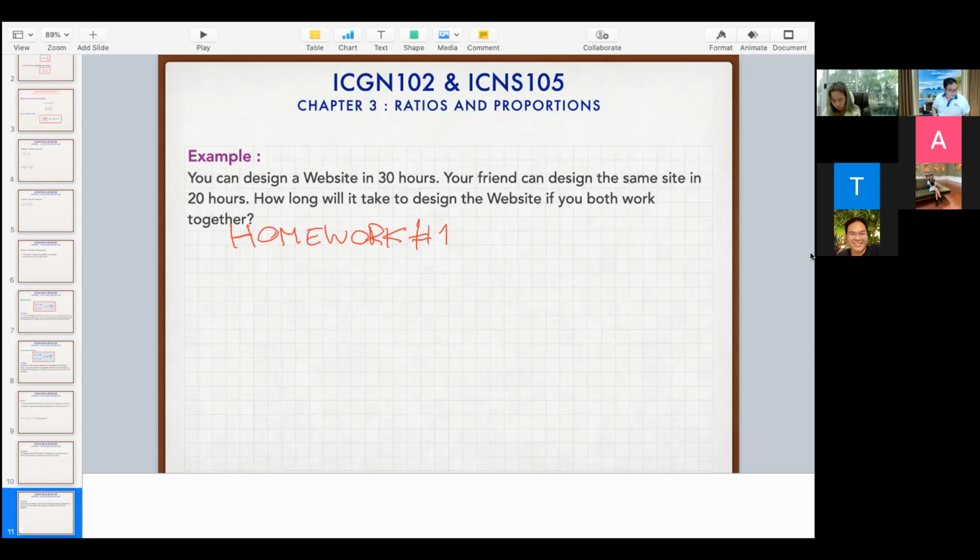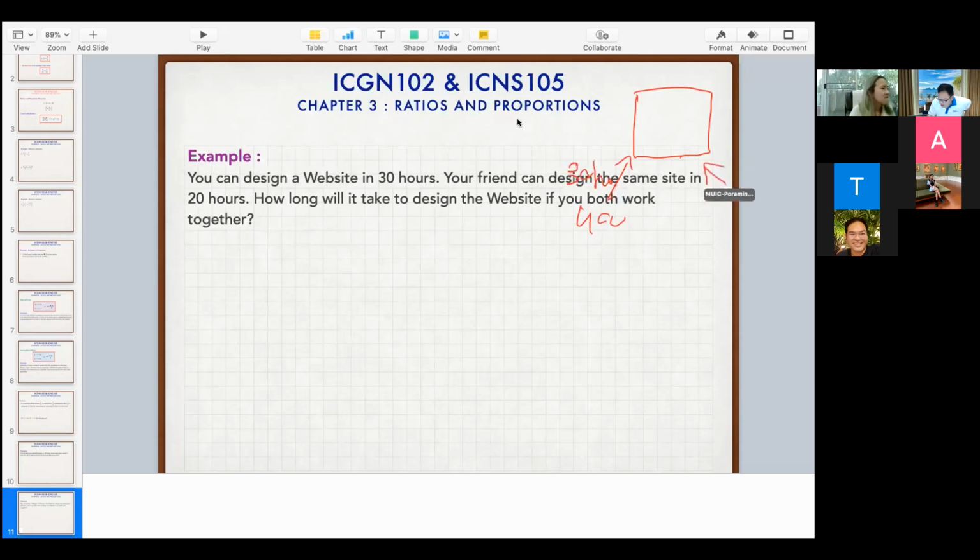Okay, for the next example about the website, I will show you. In this example, you can design a website in 30 hours. Your friend can design the same website in 20 hours. If you both work together, how long does it take?